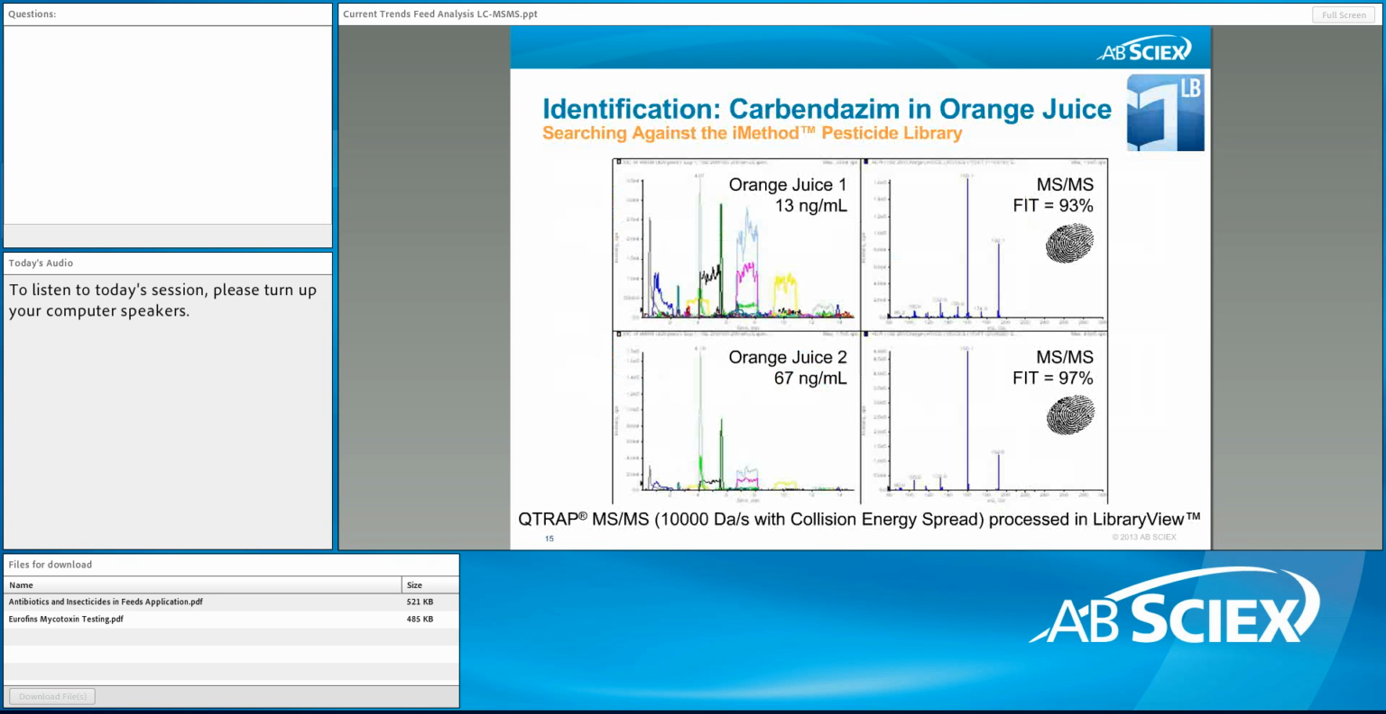And we did that last year when we found carbendazim in orange juice samples. So here you can see the MRM chromatograms of 2 orange juice samples on the left side, where we quantified carbendazim at 13 or 67 nanogram per milliliter. And to increase our confidence, we automatically acquired the MS spectra, and we searched them against the pesticide library, and we got good fit values above 90%, and that was helping us to increase our confidence of identification before reporting the data.